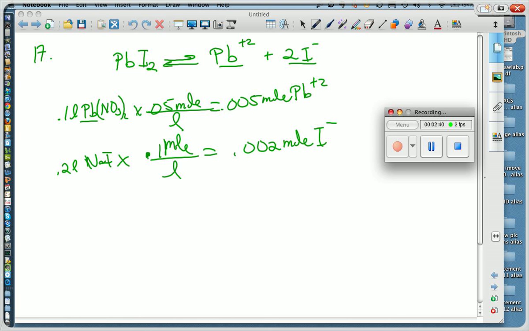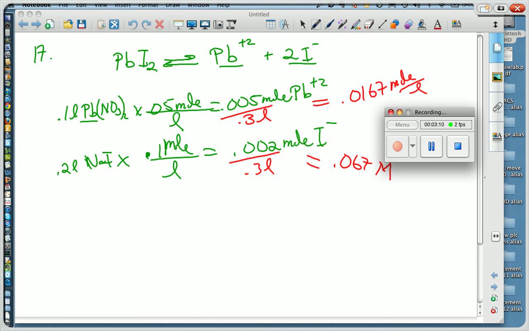Next step in this problem is to find the molarities of each of these ions. And our total volume is 100 milliliters plus 200 milliliters, so we're going to divide both of these by 0.3 liters. And that gives us then a concentration of lead ions of 0.0167 moles per liter. And down here, I get a concentration of iodide ions of 0.067 moles per liter. Big M, of course, means moles per liter.